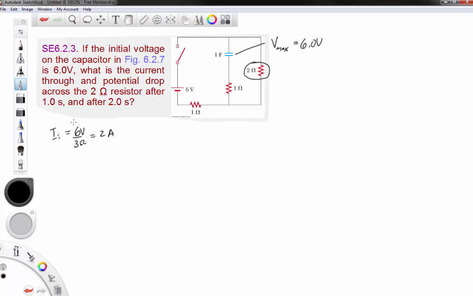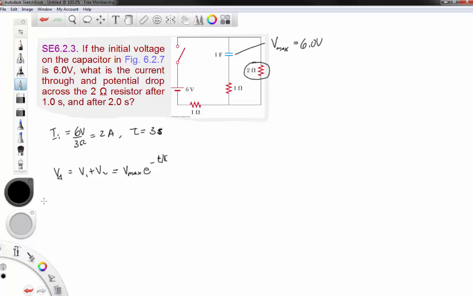So the way the voltage works is that this voltage drop will equal this pair of voltage drops. So V discharging for the capacitor is V1 plus V2, and that's true at all times. But this is in turn equal to whatever the maximum voltage is times e to the negative t over tau. Again, we found that tau is 3 seconds.